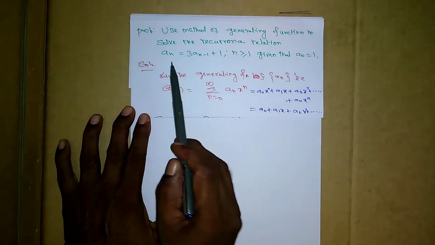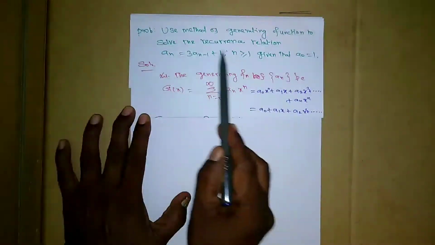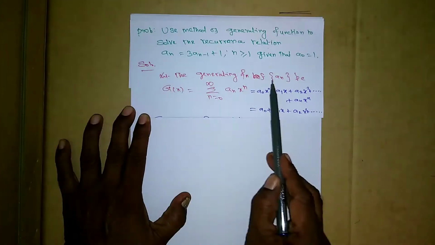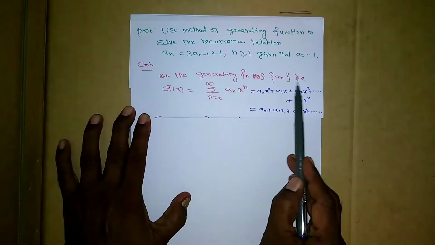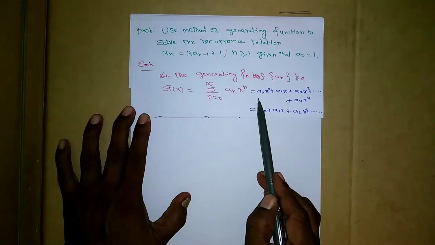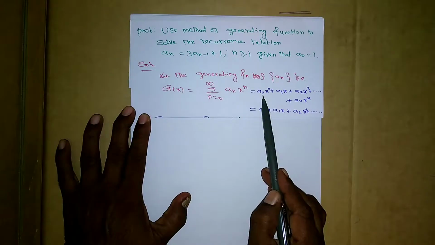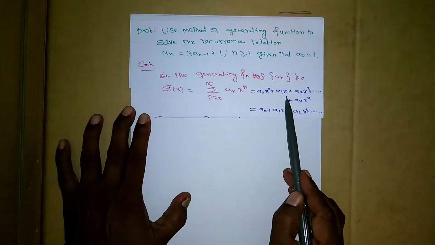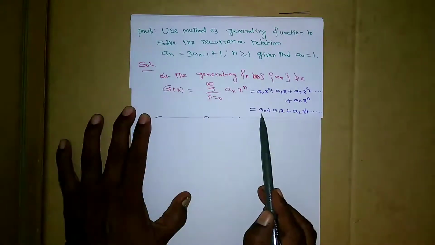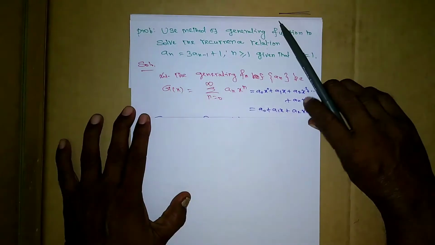Today's class, we are going to solve the recurrence relation a_n = 3a_{n-1} + 1 using the method of generating function. Let the generating function g(x) = summation n = 0 to infinity a_n x^n, which is a_0 x^0 + a_1 x + a_2 x^2 + etc. + a_n x^n, which is nothing but a_0 + a_1 x + a_2 x^2 + etc.